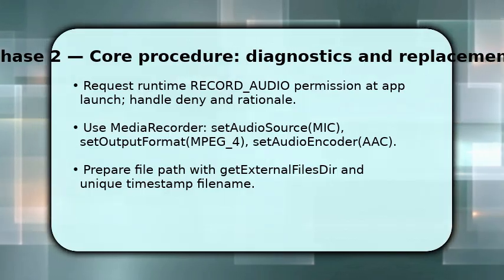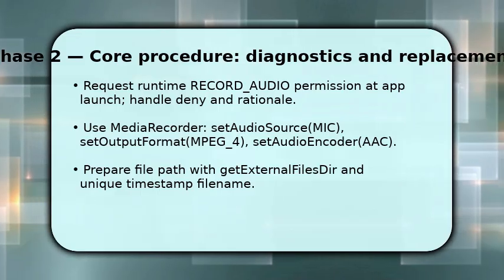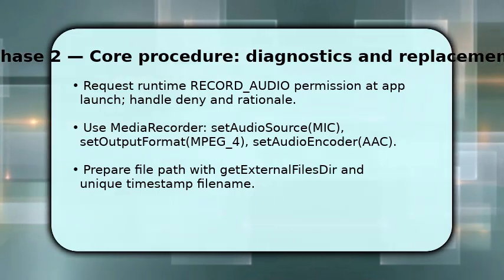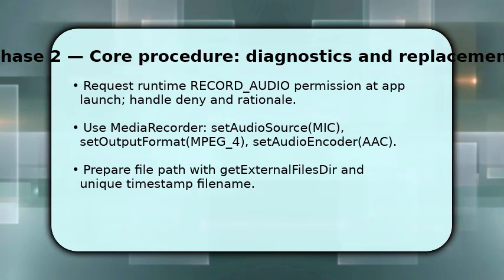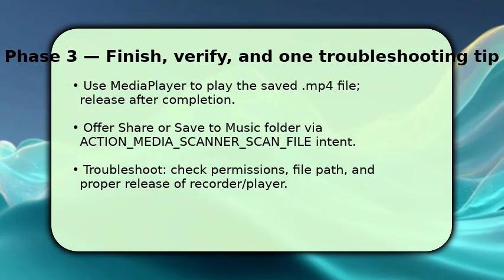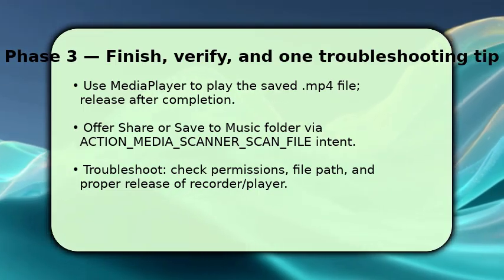You'll flip UI states to disable record and enable stop. When stopping, call stop, reset, and release to free resources. Make sure to wrap calls in try-catch. You finish by wiring the play button to a media player pointing at the recorded file. Prepare, start, and release when done so the app can record again.